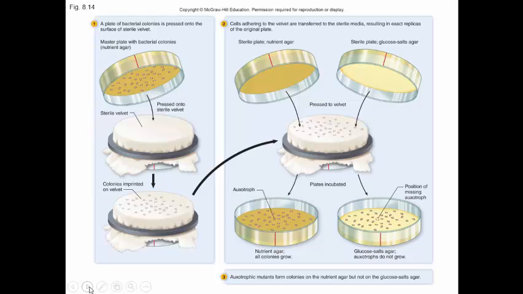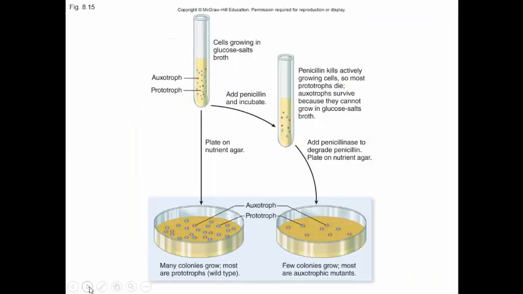Now, let's also talk about conditional lethal mutants. Oh, excuse me, before I do that, let me talk about penicillin enrichment. That's pretty cool. This process takes advantage of the prototroph's constant growth and auxotroph's failure to grow in the absence of growth factor. Penicillin is added to the auxotroph-prototroph mix on basic media. The antibiotic destroys the prototroph cells, but doesn't affect the auxotrophs. Penicillinase, the enzyme, inactivates the penicillin. Then the auxotroph-rich culture is added to the medium that contains the growth factors.